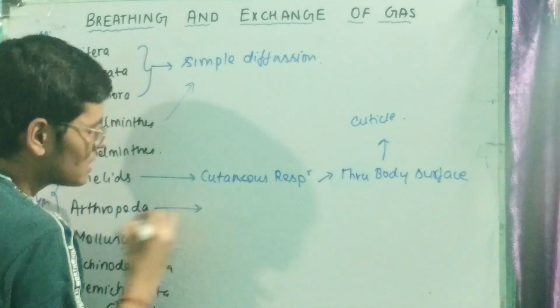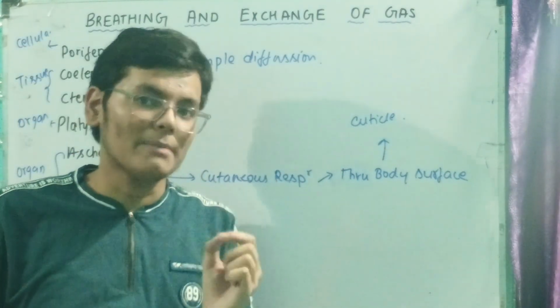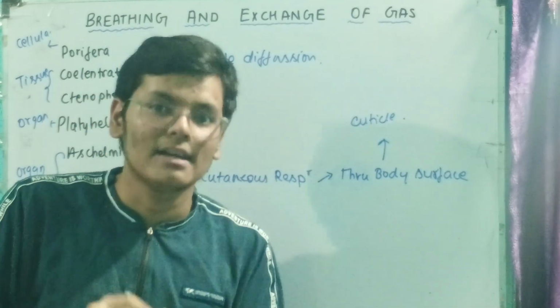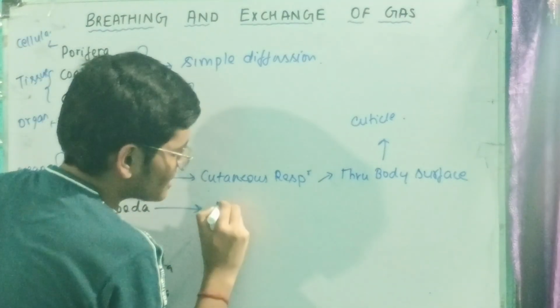Then we have arthropods. Now we have learnt about this in detail in our cockroach videos, because cockroach is a prime example of an arthropod, because the largest class of arthropoda is insect and the most prominent insect is cockroach. They perform tracheal respiration.